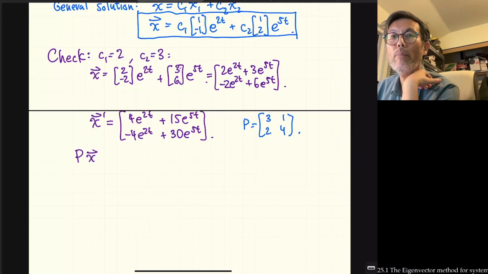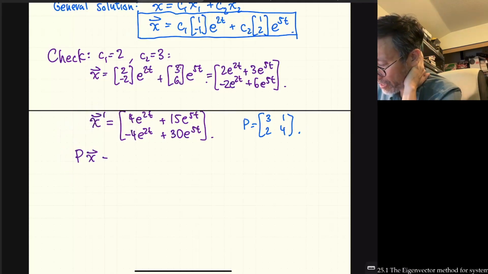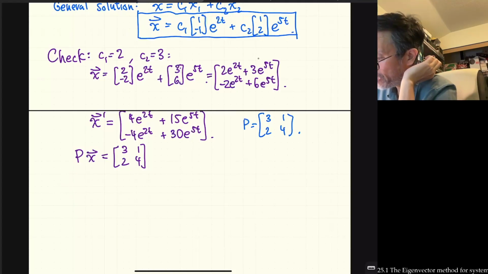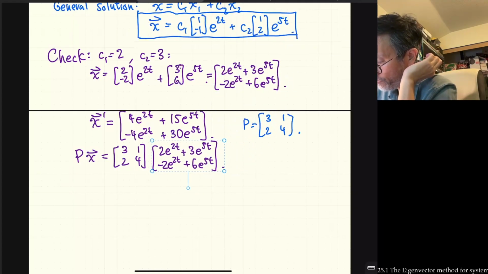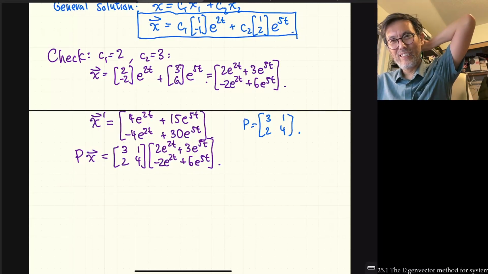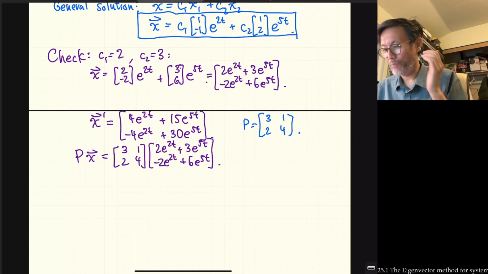So let's compute P times x. That's the matrix 3, 1, 2, 4, and we're going to multiply this by the 2 by 1 vector that I've got here. In fact, because I feel like I should be taking advantage of technology in some way, I'm going to take this thing here, duplicate it, and then move it right here. Neato. I have no idea if that was worth it, but I just did it.